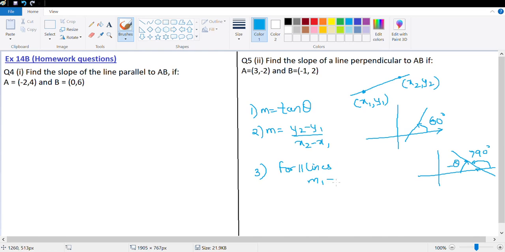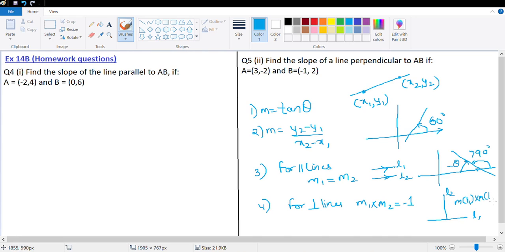1 is equal to slope of line 2 if the lines are parallel, right? And the last thing that we did as a concept was for a pair of perpendicular lines, m1 into m2 is equal to negative 1. So if this is line 1 and this is line 2, then slope of line 1 multiplied with slope of line 2 would be equal to negative 1. So these were the concepts that were there in this exercise.